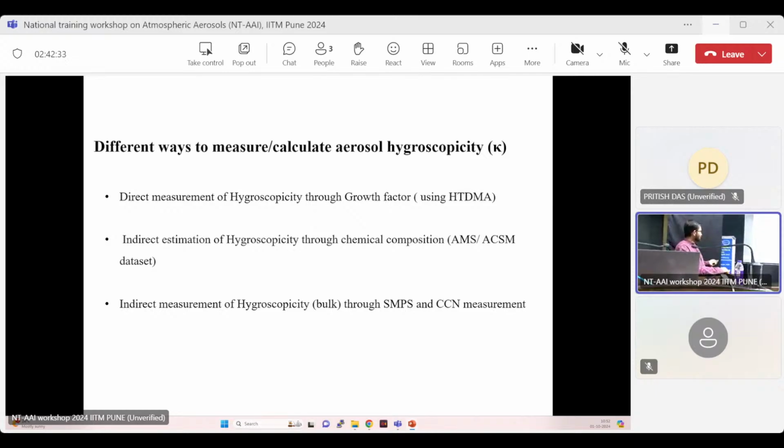This indirect estimation of hygroscopicity involves information on chemical composition from either an aerosol mass spectrometer or ACSM, and even if you get only the inorganic information, that will also do a fair enough job. Okay, and you can also derive the hygroscopicity if you have only this SMPS that Mariam covered, and the CCN measurement also. So you can directly calculate that as well. I'll try to explain all those aspects.